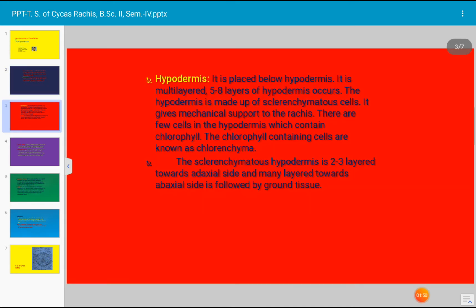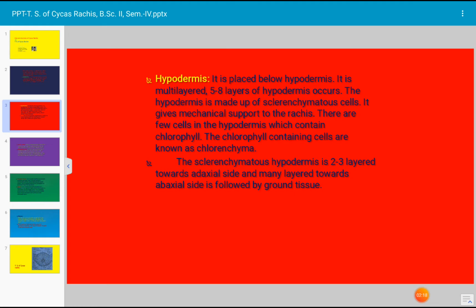Next, let us see hypodermis. Hypodermis is placed below the epidermis, and it is multi-layered. Multi means many. Hypodermis is a many-layered structure, made up of many layers of cells. Five to eight layers of hypodermis occur.